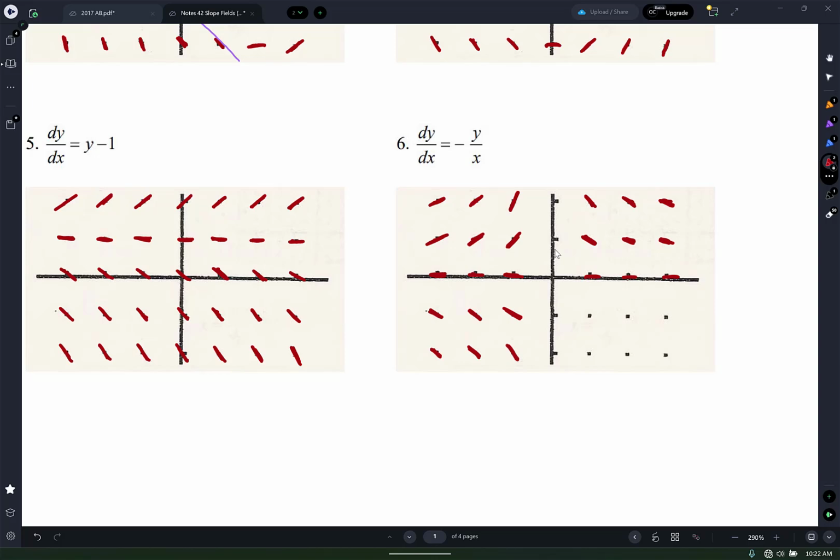There it is. Yeah, it can be a little tedious. Don't worry, they're not going to ask you for a whole bunch of crazy points. They're going to make it more obvious.